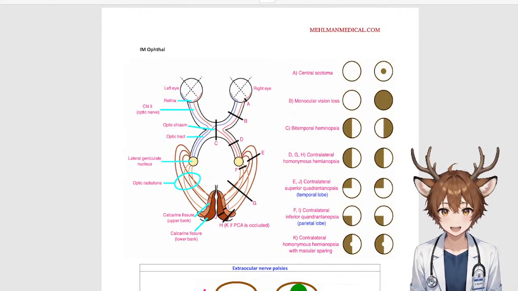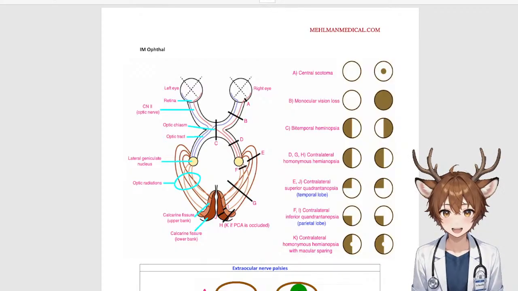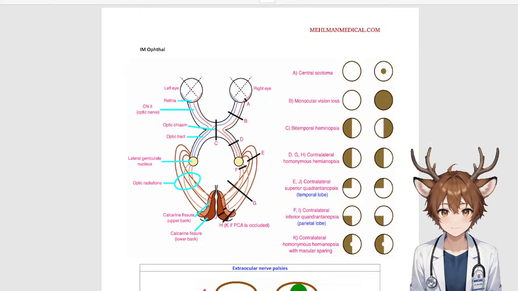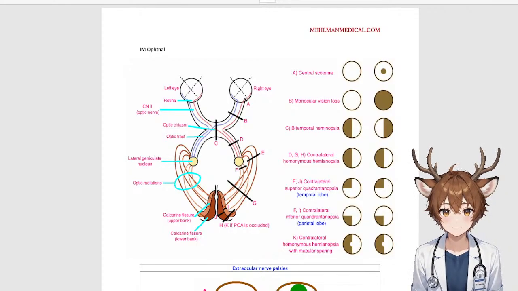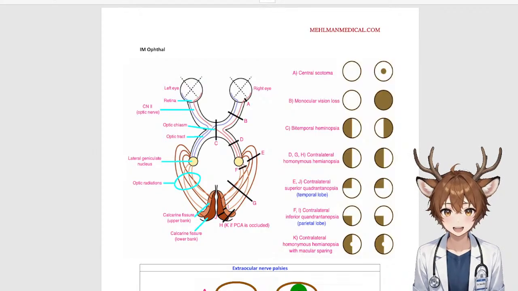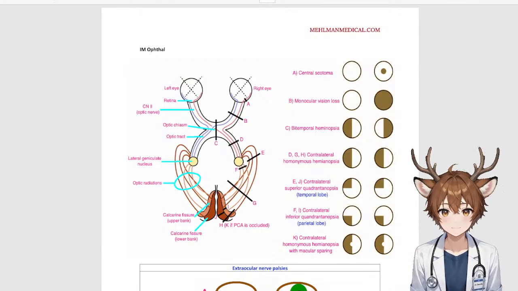What if you have an F lesion or I lesion? Those are messing with the upper bank of the calcarine fissure. Well, in that case, you have pie on the floor, parietal lobe. So you have pie in the sky, temporal lobe, pie on the floor, parietal lobe.